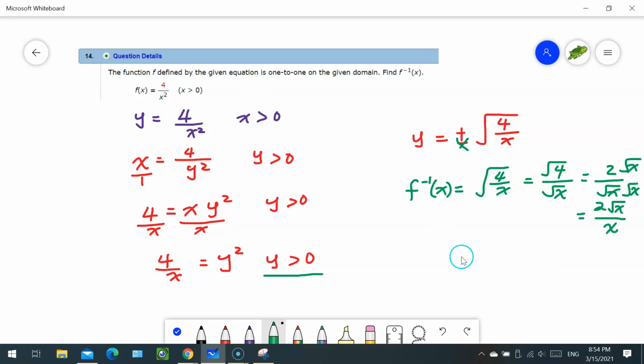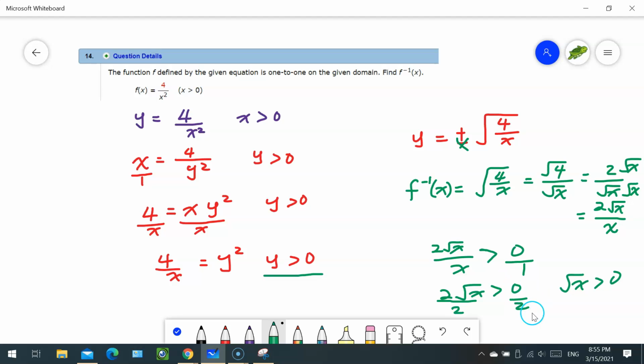Now, finding the domain of this one, again, I take 2 root x over x greater than 0. So now we solve for x. I put a 1 to the bottom, diagonal multiply. It gives me 2 root x greater than 0. So that means root x greater than 0. Divide by 2 on both sides. The right side stays 0. That means x must be greater than 0. So this is the inverse of f(x), and this is the domain of x.